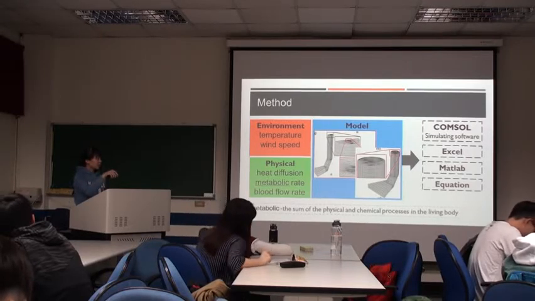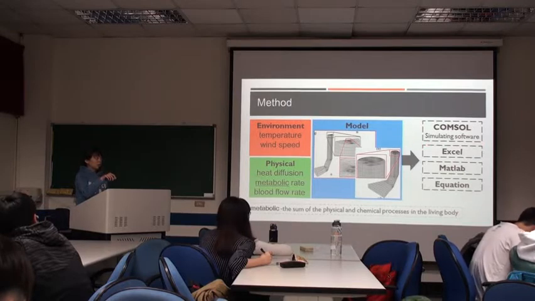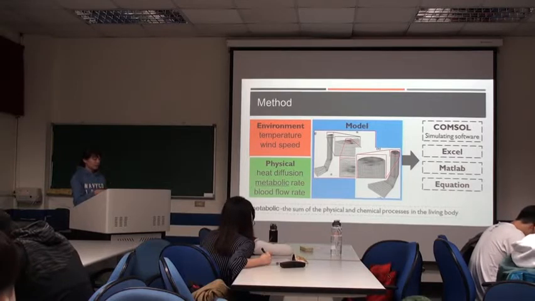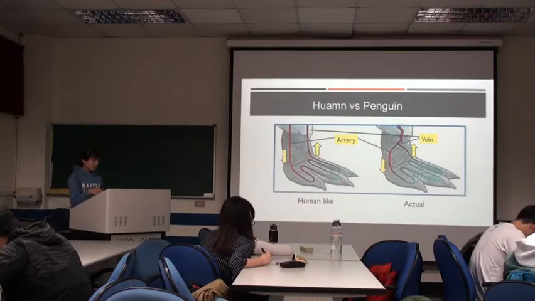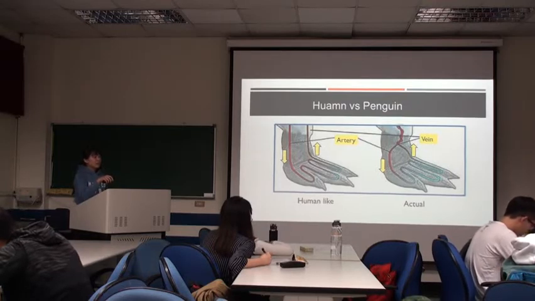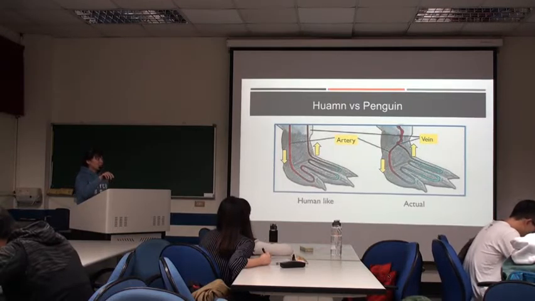We consider these features and models and put them into the console. It is simulation software: Excel, MATLAB, and some equations to get the result. And let us analyze the results. The authors compare the human-like leg model with the actual one.